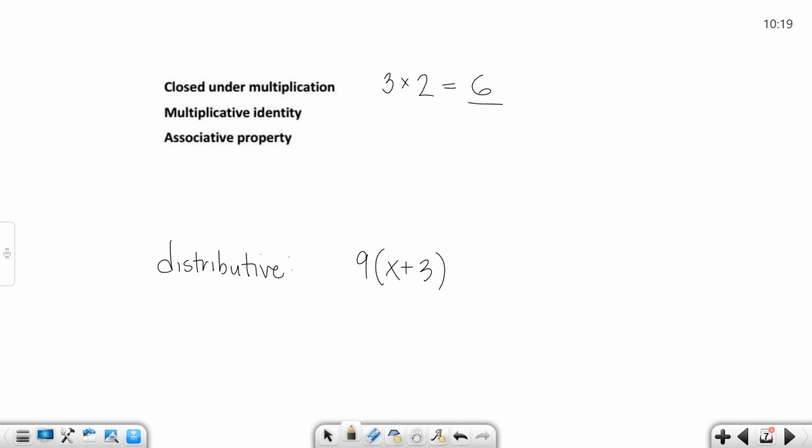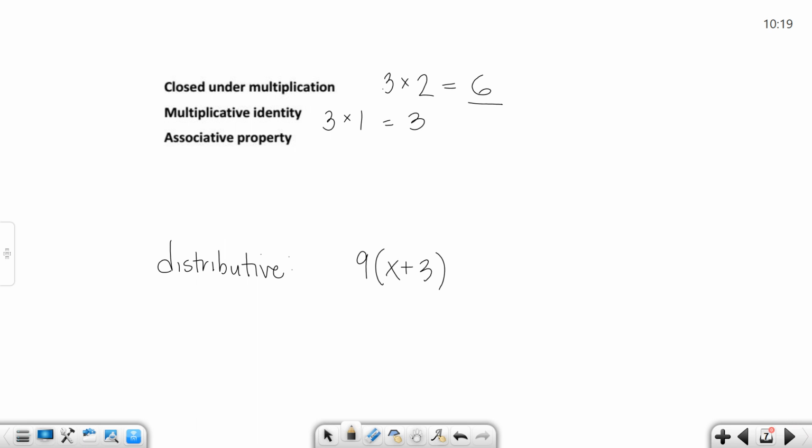Identity, remember, means you get back yourself. So if I said the number 3, and I'm going to say, what can I multiply by the number 3 to get back itself? That value would be 1. So 1 is called a multiplicative identity because when I multiply a number by 1, I get that number back. So that's an example of a multiplicative identity.